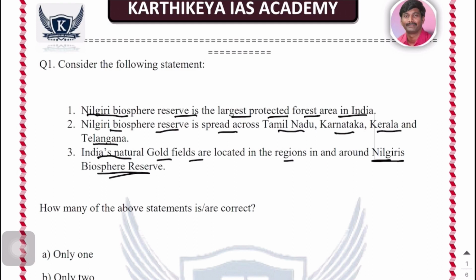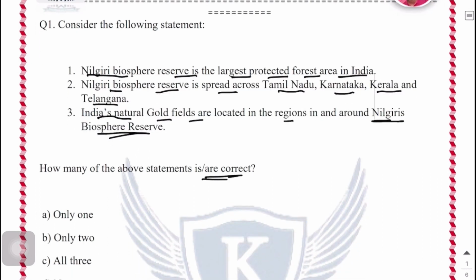If we see this question, all the statements are about the Nilgiri Biosphere Reserve. He is asking how many of the statements are correct. We see only 2 statements are correct. The first statement and the third statement are correct: the reserve is the largest protected forest area in India, and the natural gold fields are located in and around the Nilgiri Biosphere Reserve, right? So this is the correct one.